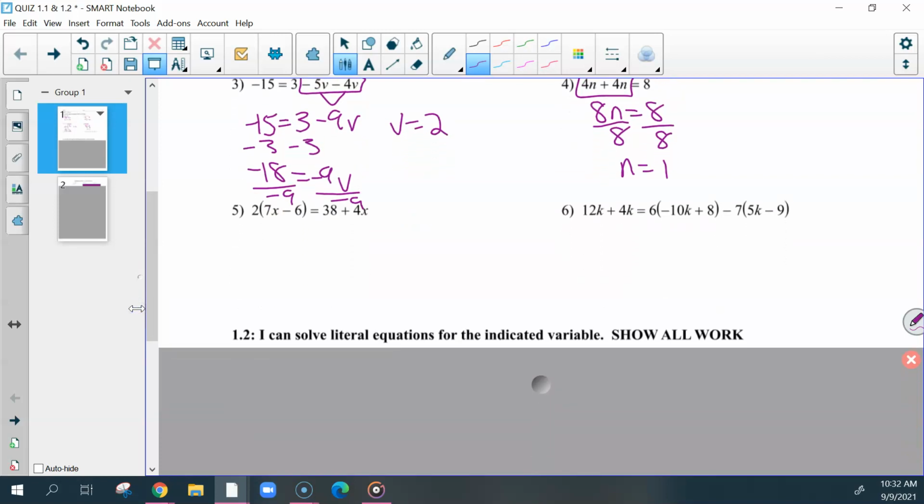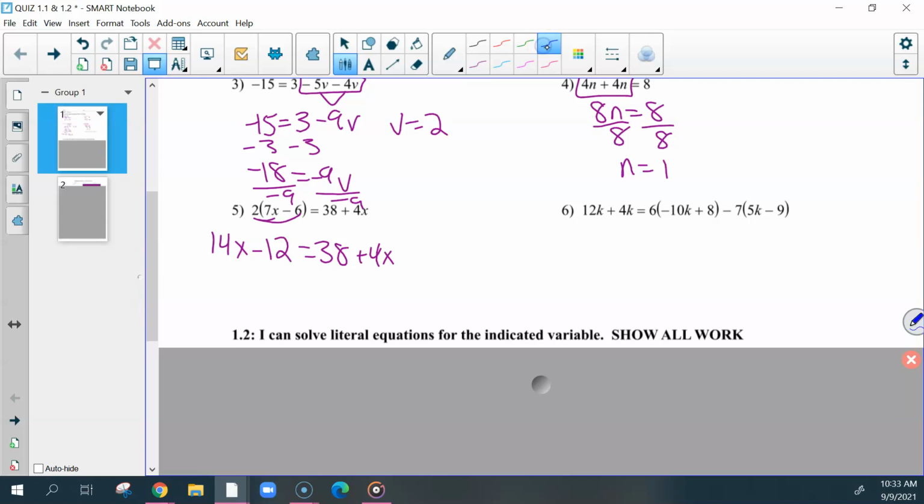Number 5, you needed to distribute that 2 to everything inside the parentheses to get 14x minus 12 and bring everything else down. Then you needed to move your constant terms to one side and your variable terms to the other. Didn't matter which side. Some of you did that at the same time. Some of you did that one step at a time. Either way, that was fine as long as you did that math correctly.